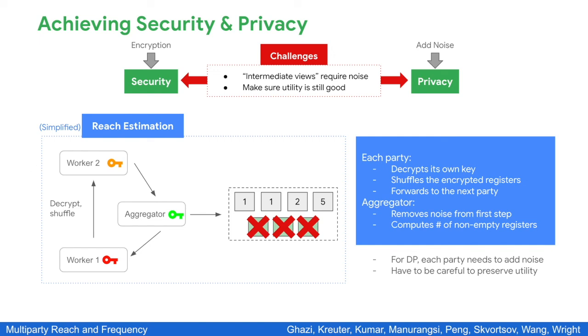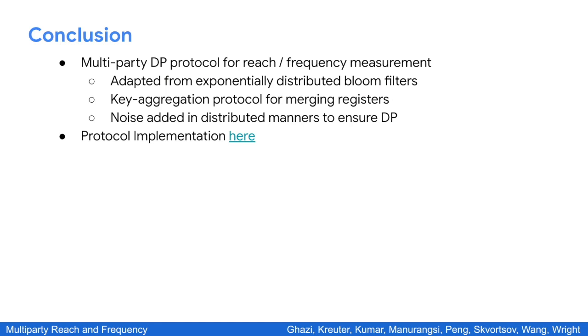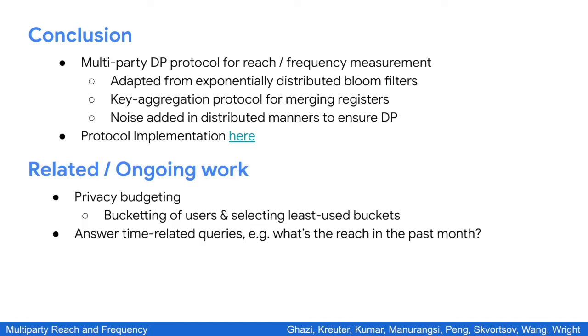To conclude, we have given a multi-party differentially private protocol for reach and frequency. Our protocol implementation can be found online on GitHub. There are some related and ongoing work, such as how to do privacy budgeting over multiple queries, or how to answer time-related reach and frequency queries.